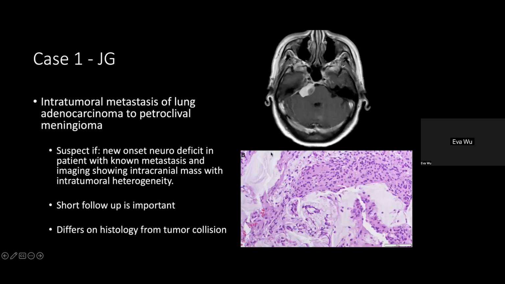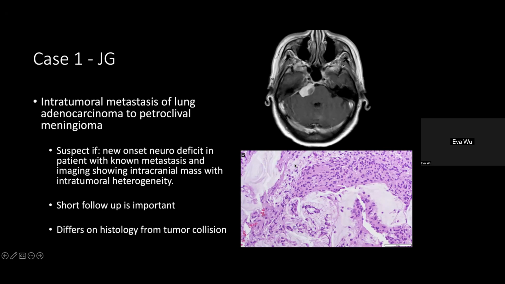Okay, so let me share my screen real quick. So, what Dr. Saad said, this is an intratumoral met of lung adenocarcinoma to petroclival meningioma. And so these lesions should be suspected if you have a new onset neurodeficit in a patient that already has a history of known METs, and also imaging that shows an intracranial mass with intratumoral heterogeneity, which you can see here on the right. Looks like there's a little nodule inside this otherwise homogeneous contrast enhancement.